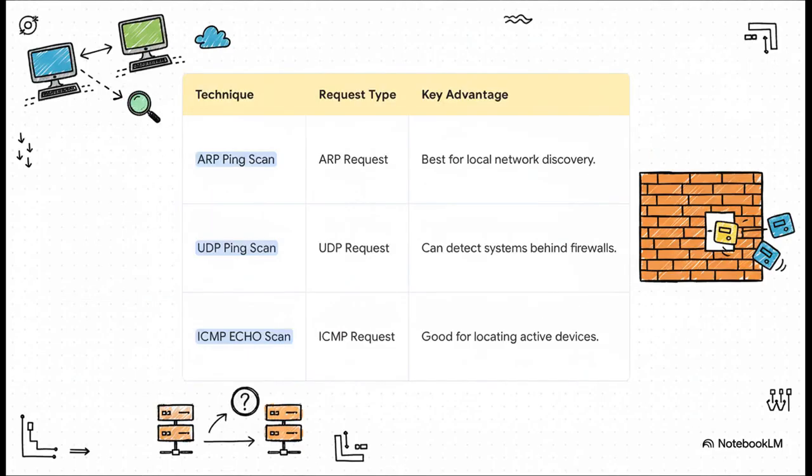And picking the right tool is totally strategic. If you're already on the inside, an ARP scan is going to be your fastest and most reliable bet. But what if you think there's a firewall in the way? A UDP ping might just be the thing that slips right through. And the good old ICMP echo ping? Well, that's your classic all-around tool for just asking the simple question, hey, are you there?